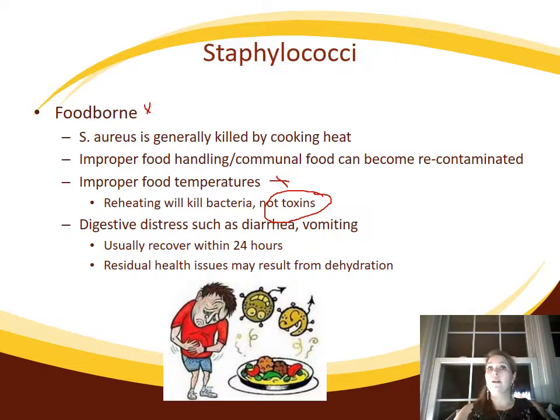So reheating, if you've got food that you had up to temperature, but it actually didn't get back down, or it got back down and you got it back up to temperature, you can still kill the bacteria, no problem. Killing the toxins doesn't work. Okay? So foodborne illness can cause digestive distress, diarrhea, vomiting. Generally speaking, you're going to recover within a day, but any symptoms that you're going to have after that are usually a result of dehydration from the nausea and vomiting.